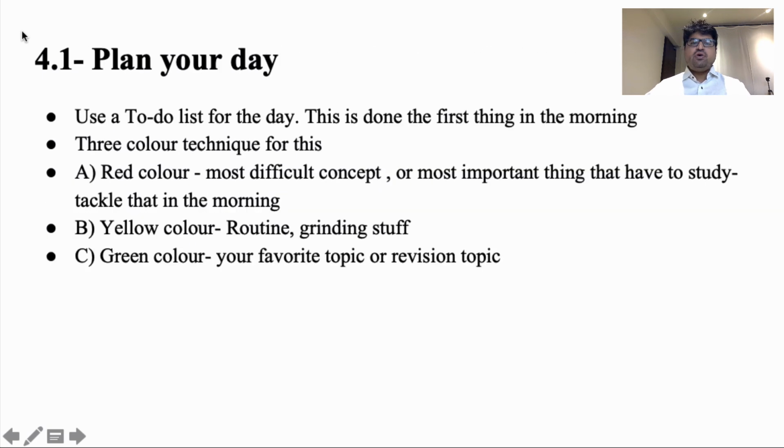Okay. So this is how you make a list. So make a list, right? Use the color code and tackle the red ones first, then the yellow ones and the green ones later.